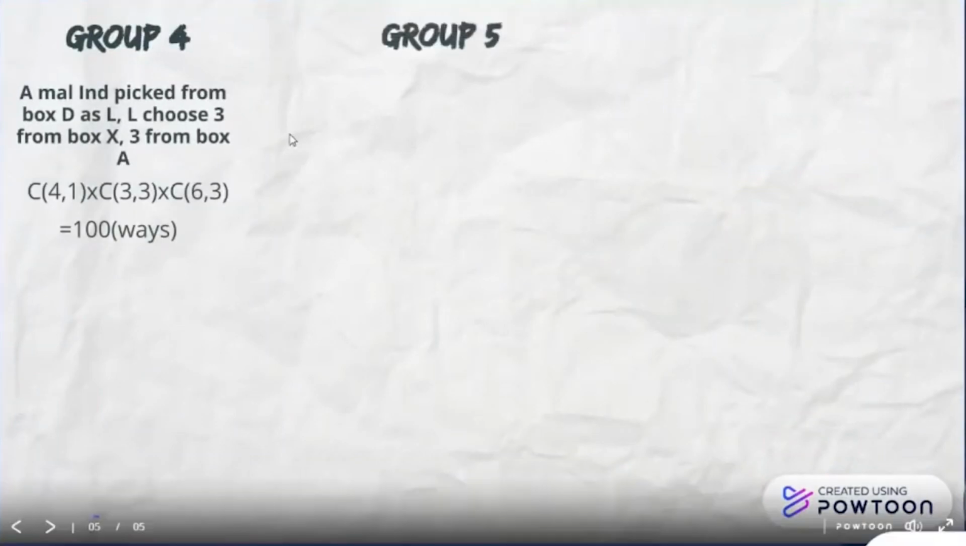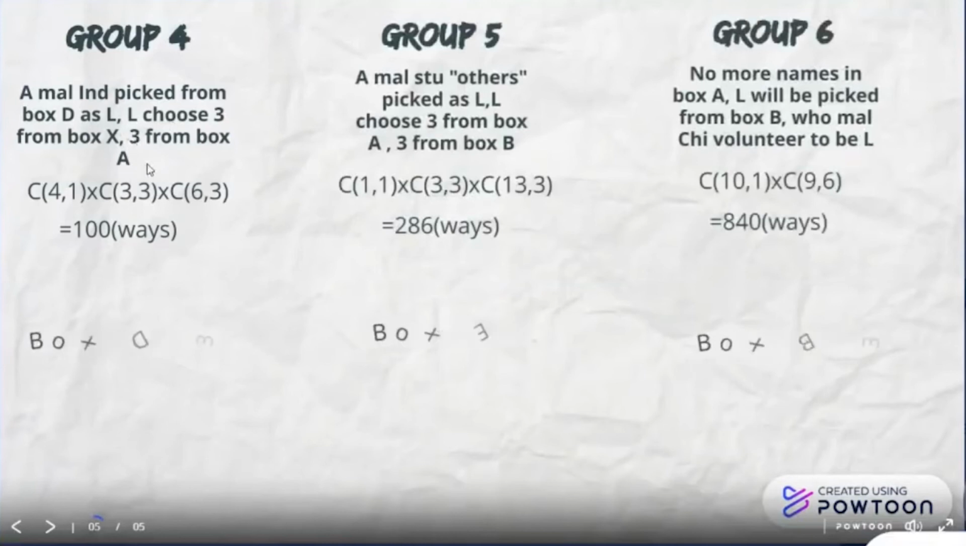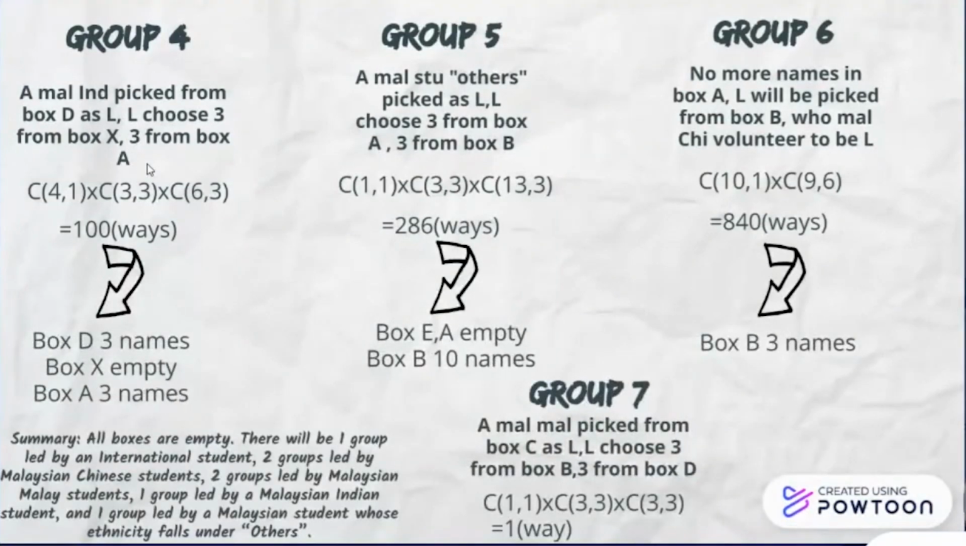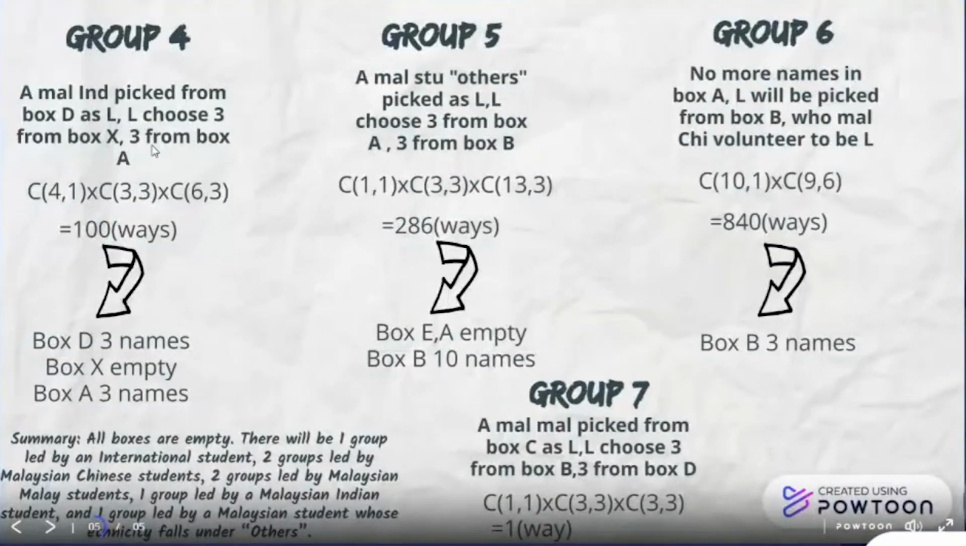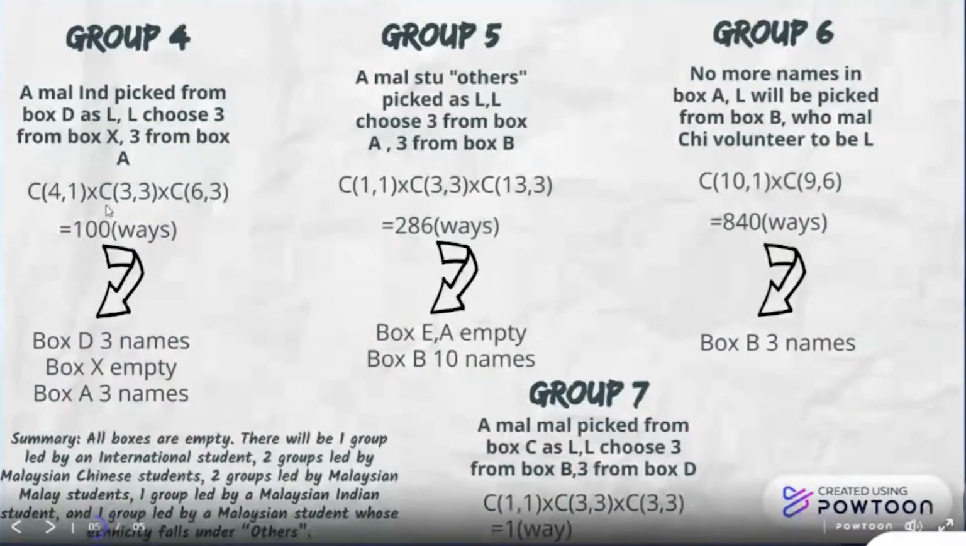Okay, so now we are in group 4. A Malaysian Indian is picked from box D as leader. The leader will choose 3 from box X and 3 from box A, because box X does not have enough members to choose from, so the leader must go to the next box, which is box A, in alphabetical order. So the calculation here is 4C1 times 3C3 times 6C3, which will get 100 ways.